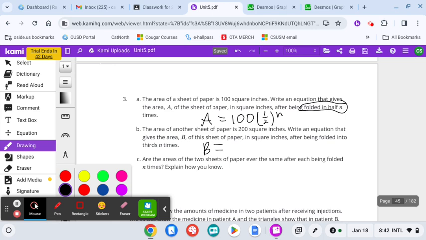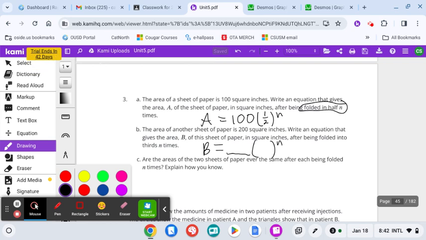What's this one starting with in square inches? If this one's folded into thirds, what's the factor going to be? So what's it starting with? What's the factor going to be? Repeatedly n times. Are the areas of the two sheets of paper ever the same after being folded n times?